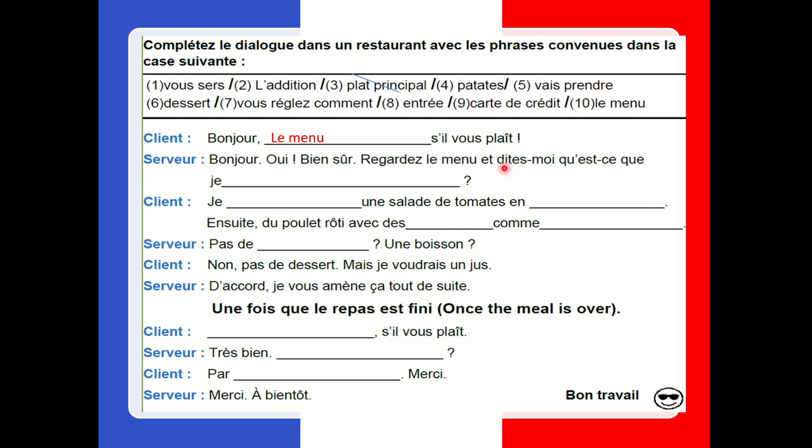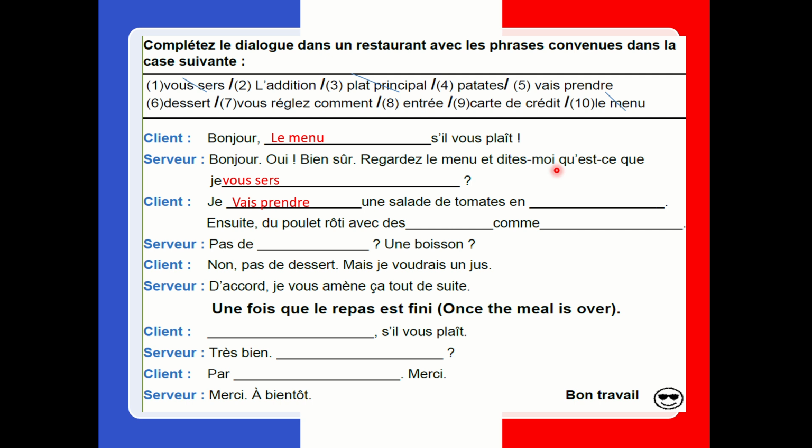He said, regardez le menu et dites-moi qu'est-ce que je. And he told you, and tell me what do I? Of course, je vous sers. What I serve you. Bravo. Très bien. You want to order. After looking at the menu, you want to order. You want to say, I will take. So how am I going to say it? Bravo. Je vais prendre. Très bien.